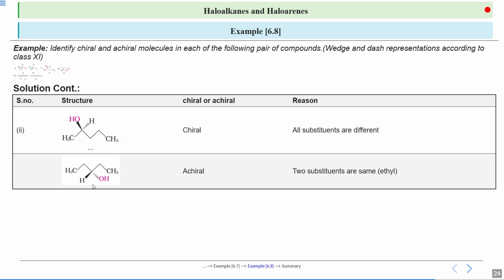Now, if you look at this, okay, in this structure, this carbon is having hydroxyl, hydrogen, ethyl and ethyl. So we have 2 ethyl groups around this carbon. So this is an achiral molecule because 2 substituents are same, which is ethyl. Okay, so that's why one is chiral and the other one is achiral. There is also a presence of symmetry if you look at the achiral molecules. If you draw a line at this third carbon, you can see that there is symmetry.